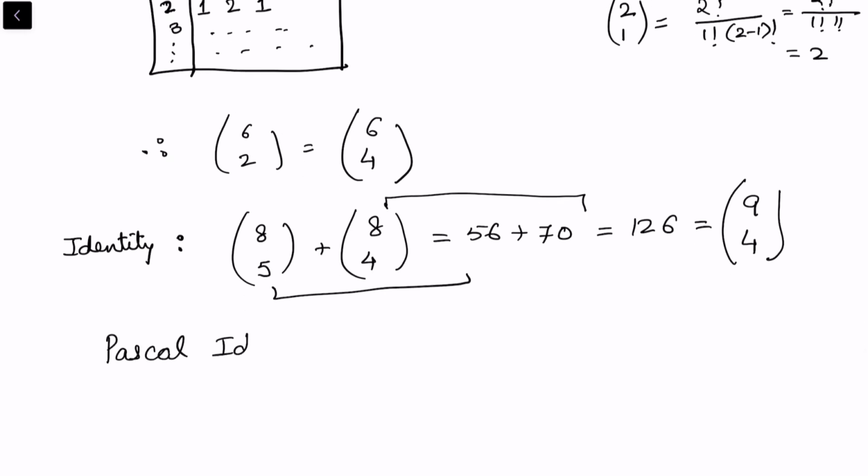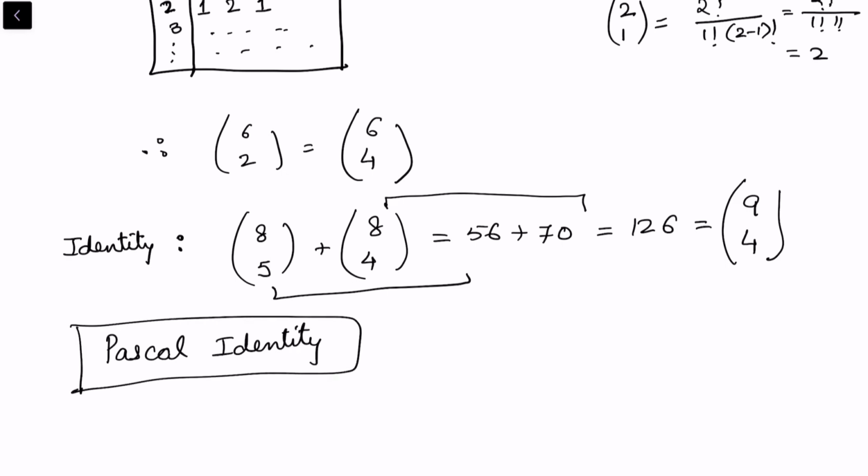Now the Pascal identity proof I will do in the next video. There are two ways. One is simply using the formula. Another is the combinatorial approach. How do we prove this using the combinatorial approach? This I will cover in my next video. But now let me take some examples so that we know some examples based on combination problems.